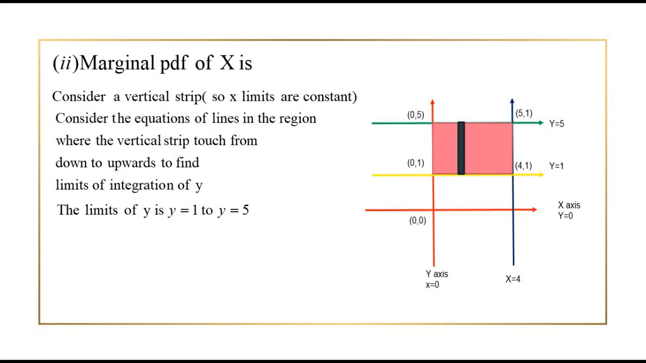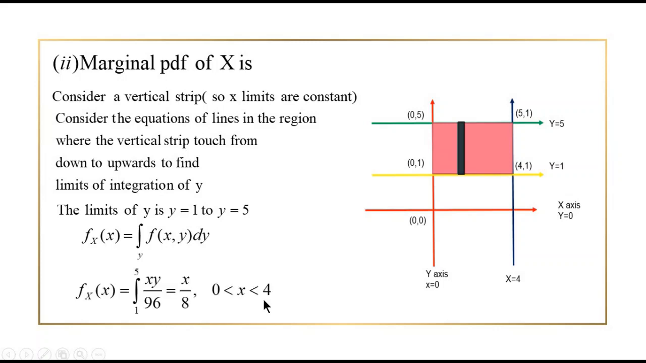So to find the marginal PDF of x, we have to integrate the joint PDF with respect to y. So taking the limits from 1 to 5, we get x by 8, and you know x varies from 0 to 4. So this is our marginal PDF of x.